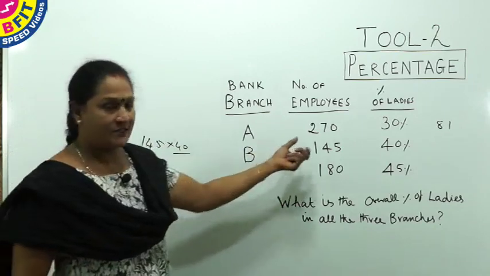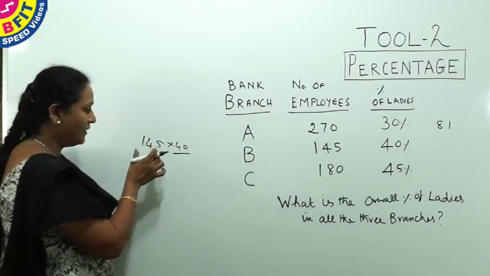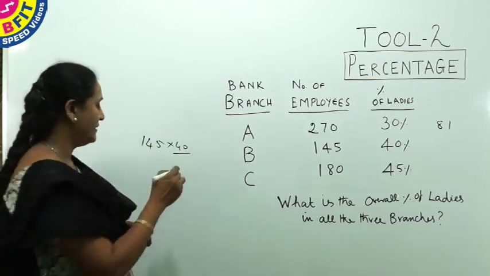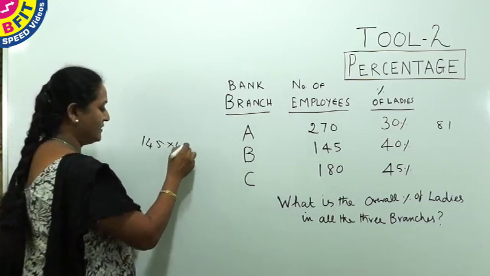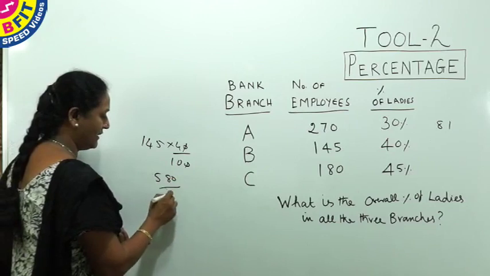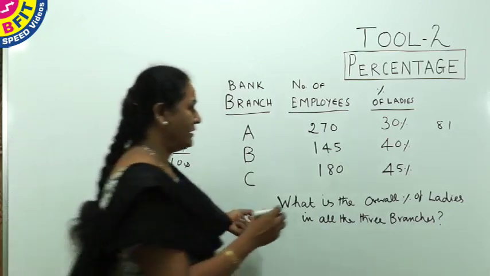So we can multiply this with 4. When you double, it is 290, and then into 4 it will be 580. So the percentage will be, the number of value will be 58, and we will find the percentage by dividing 580 by 10. So the number of ladies in branch B is 58.